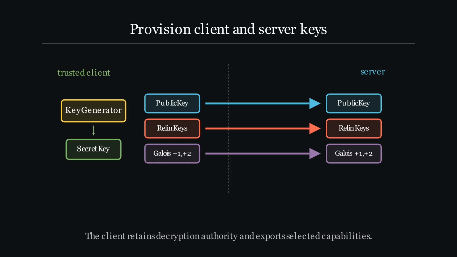The server receives enough authority to accept encrypted inputs and execute the planned circuit, but not enough to perform normal decryption. Key files, parameter files, versioning, access control, backups, and rotation procedures all belong to this provisioning stage.